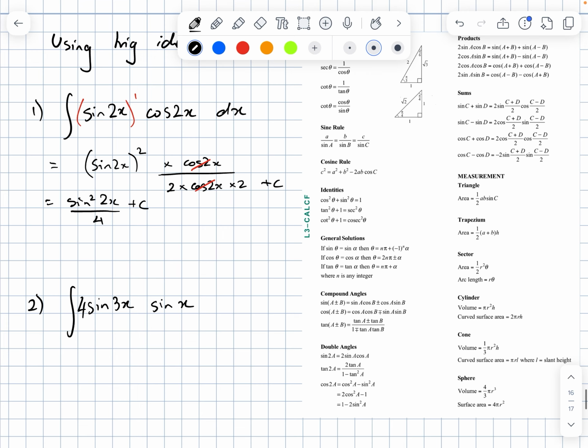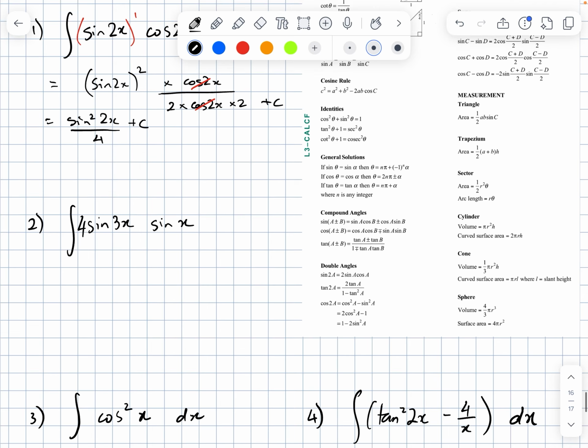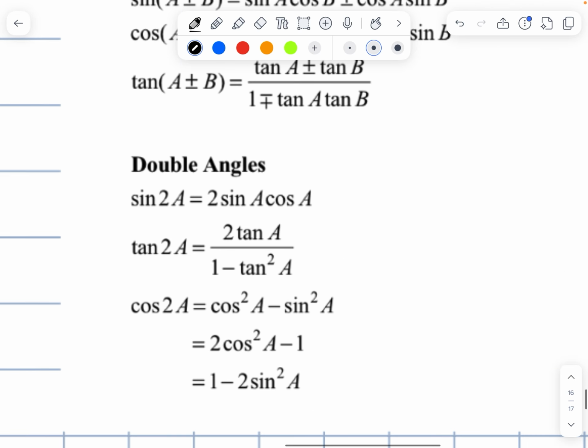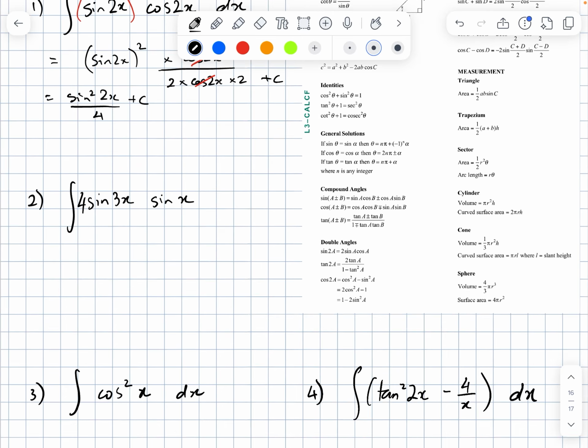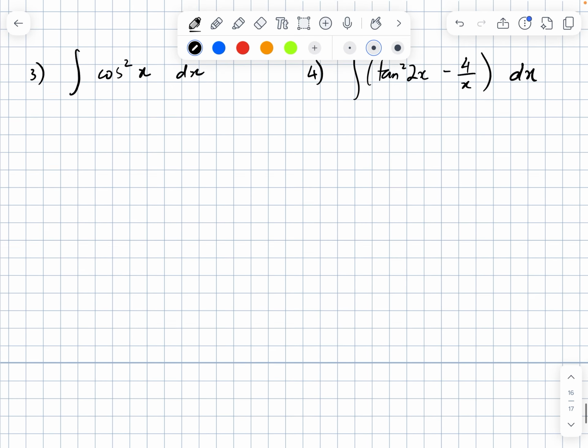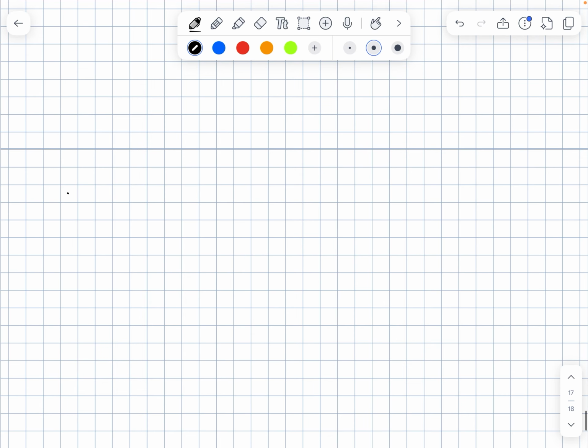I want to show you a second option that is now using trig identities. Sine 2x cos 2x, well, for both the sine and cos, they've got the same angle, and so we can look to the double angles section of our formula sheet, which says sine 2a equals 2 sine a cos a. Let's put this down here. Sine 2a equals 2 sine a cos a.